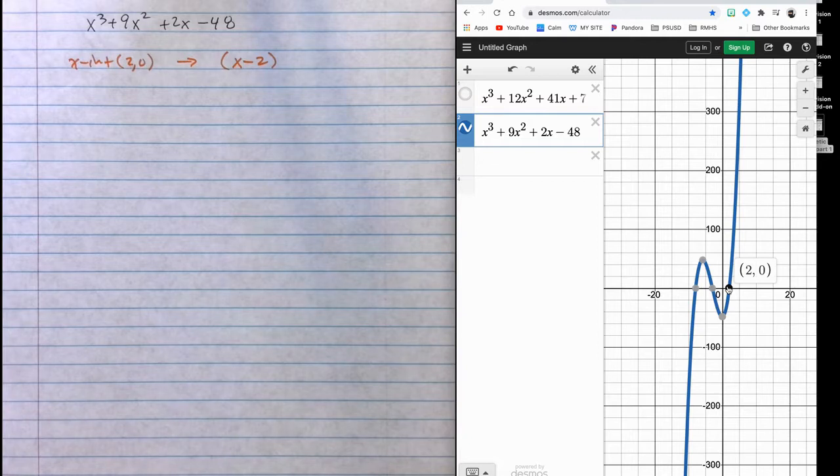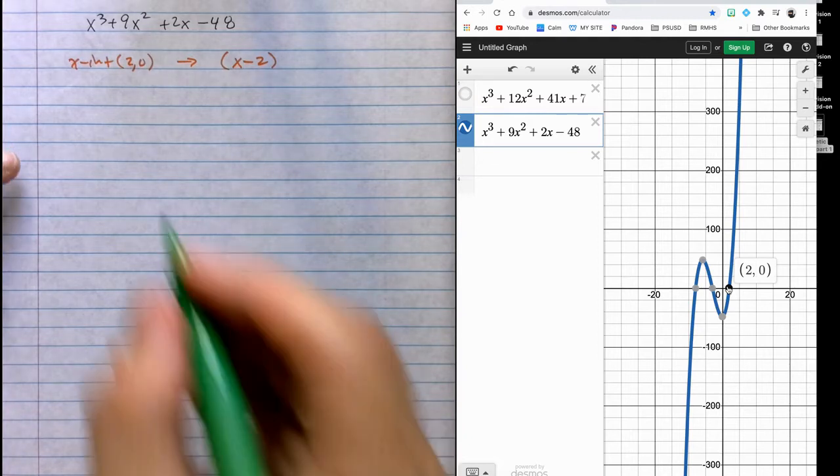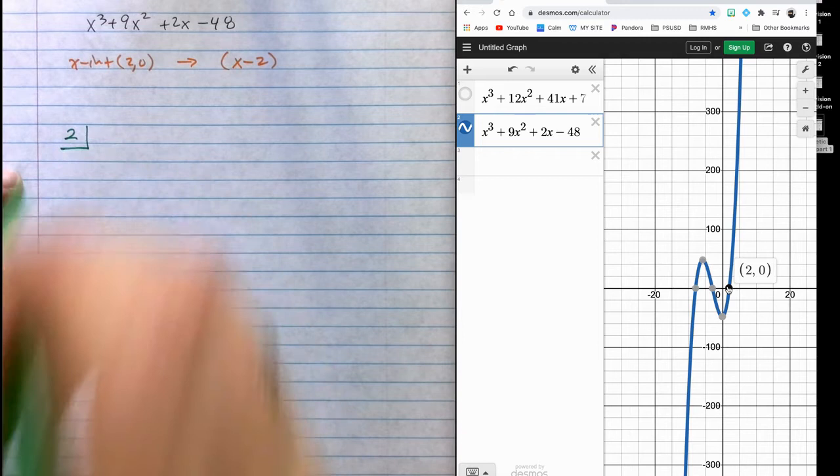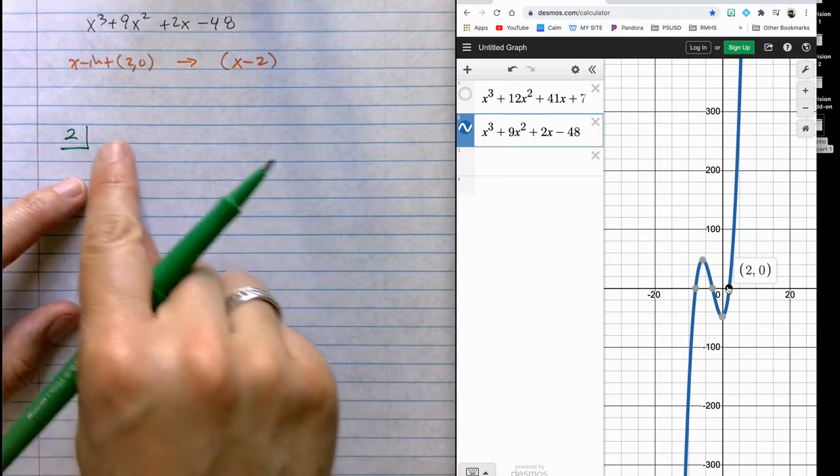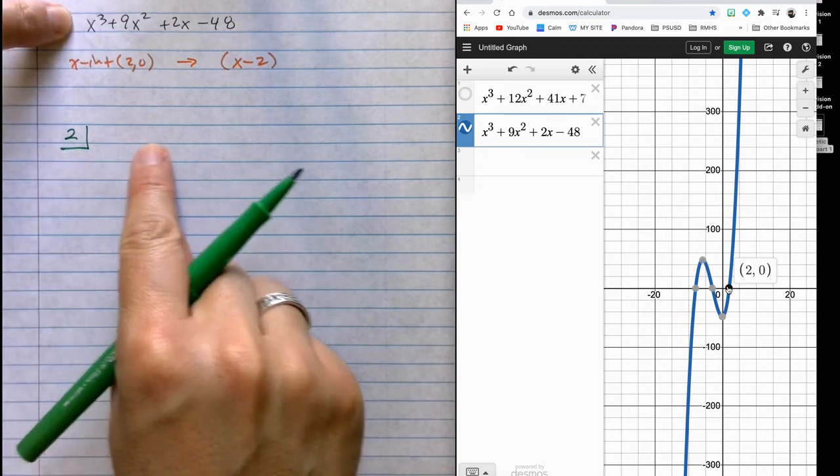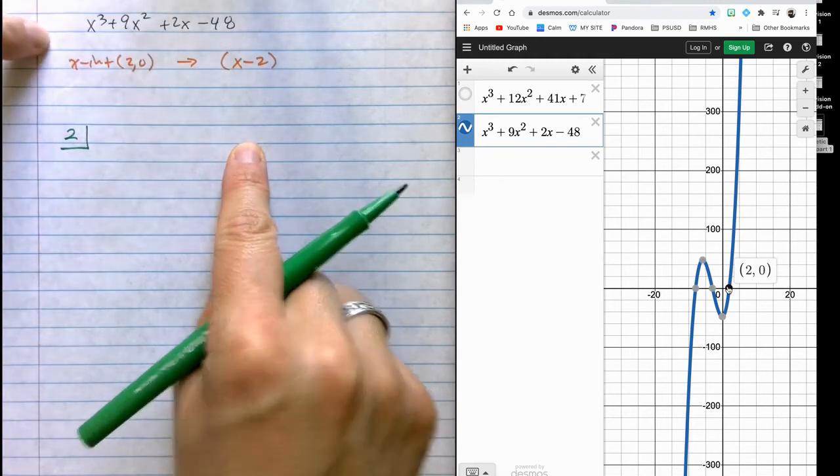So let's get started. To properly set this up, we're going to take whatever our root is, put it in its box all by itself. And then we're going to write out the numbers, or the coefficients, of all of our terms in our polynomial up here.